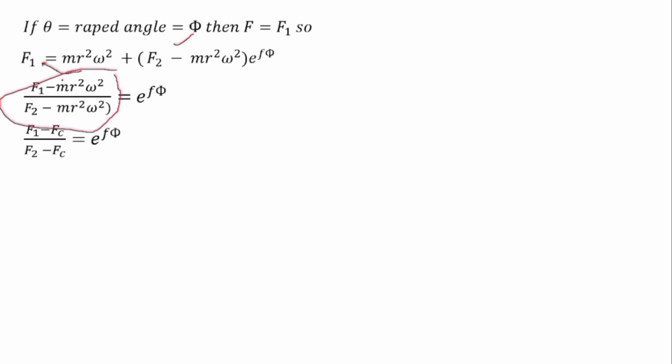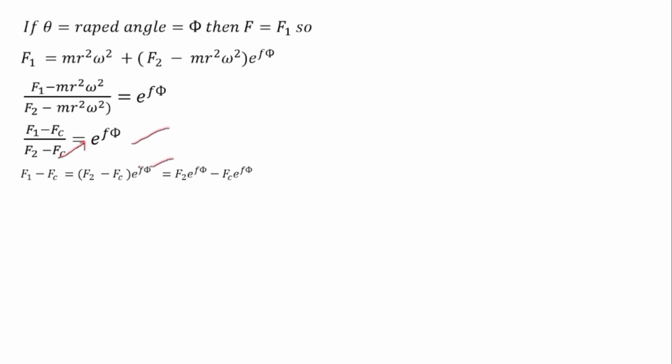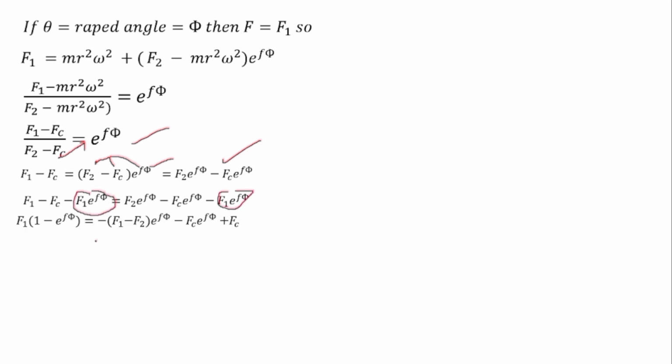And as you know that mr square omega square is equal to fc, so you can put fc instead of them. So you will get this equation, and multiply this over here, you will get this equation. After that, multiply this with this and this, you will get this. And after that, subtract f1 exponential of f pi on both sides.